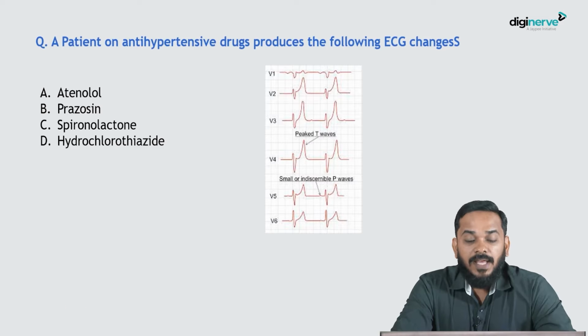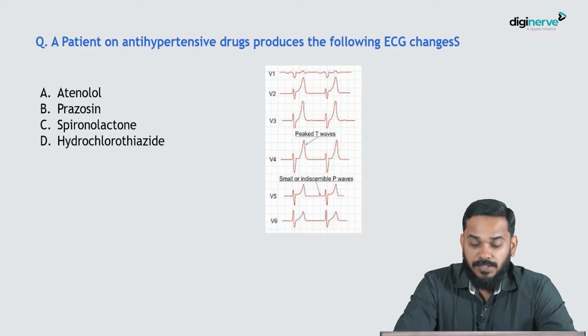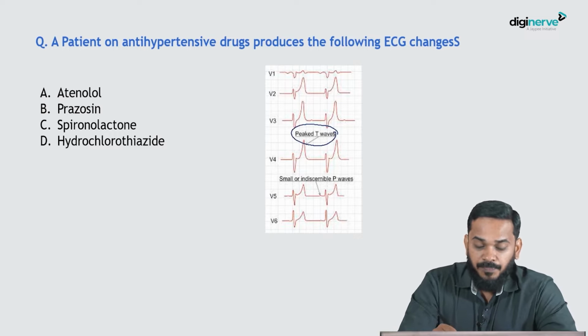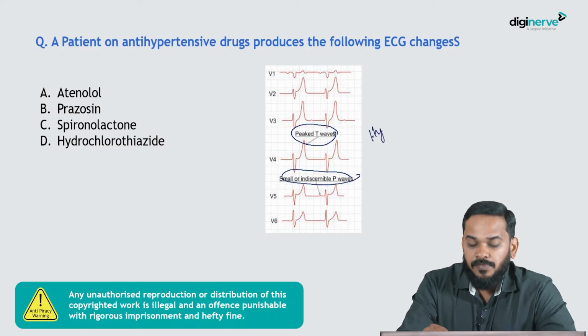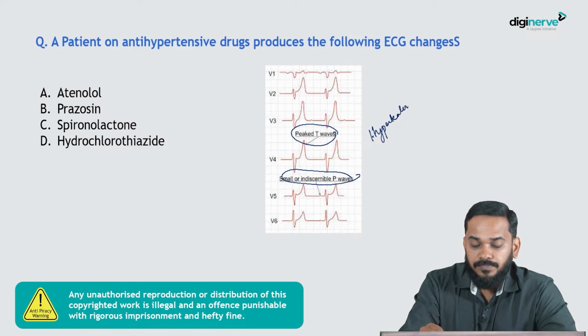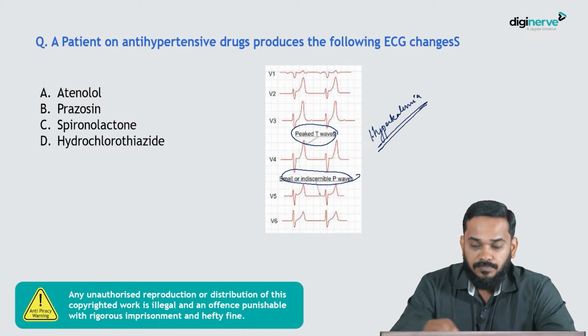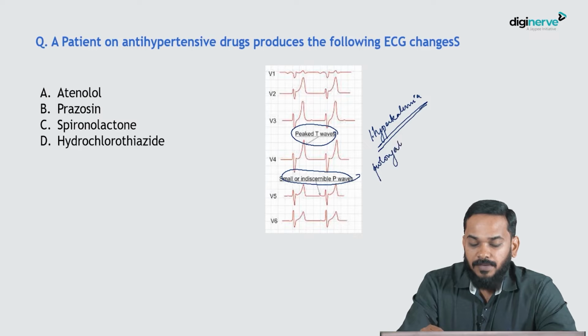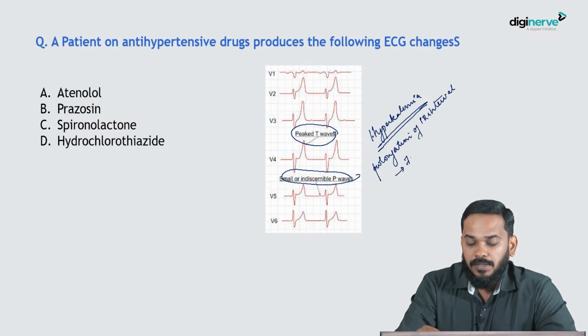A patient on an antihypertensive drug has the following changes. There are peaked T waves and small or indiscernible P waves. Both of these are features of hyperkalemia. Another ECG feature that is seen in hyperkalemia is prolongation of the PR interval. This is usually seen at a plasma potassium concentration of 7 to 8 milliequivalents per liter.